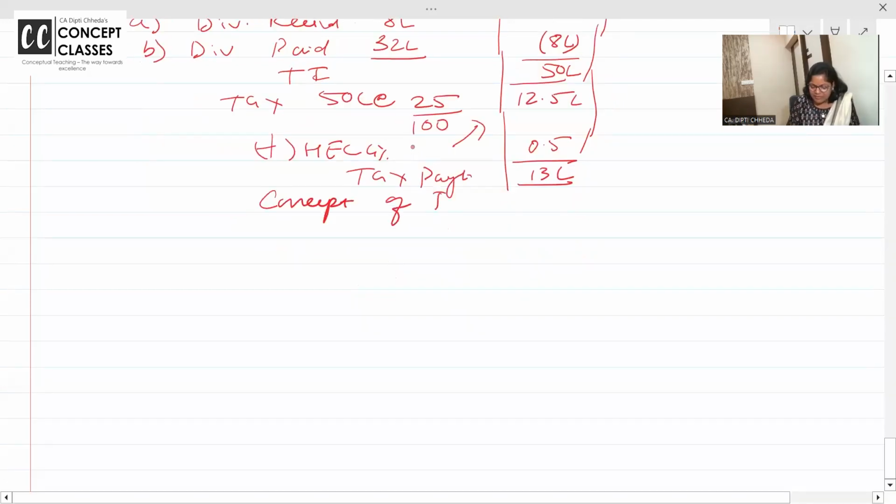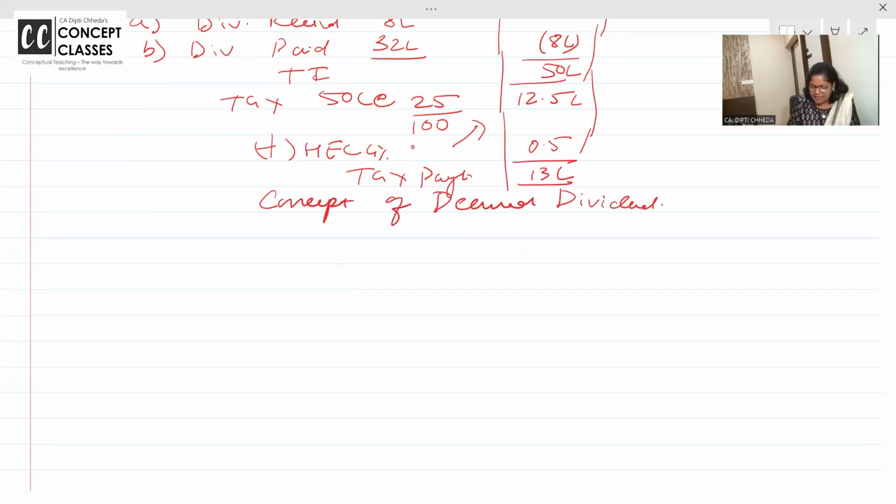Concept of deemed dividend. I have finished with interim dividend, final dividend and related expense. Concept of deemed dividend. Let's do it together.